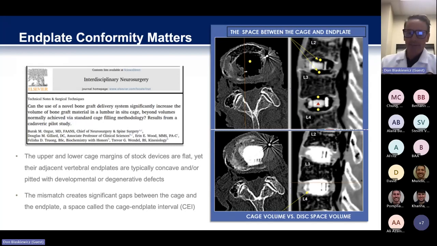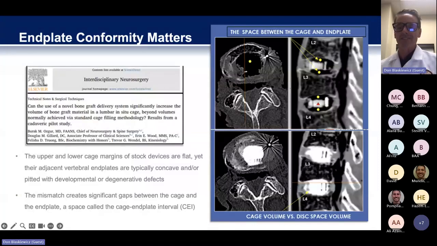And so we know that end plate conformity matters. This was a study looking at the cage end plate interval, and this is actually just looking at a way to optimize that with a stock cage. If you look at the stock implants here in this picture on the top right, we can see there are these big gaps where there's poor contact. And this was just looking at a better way to fill the disc space.